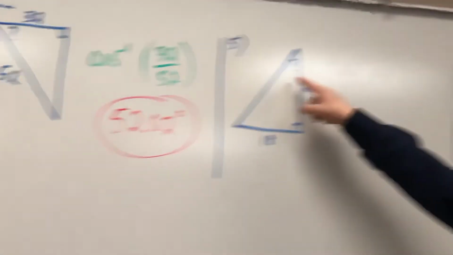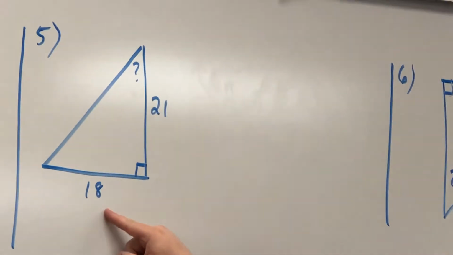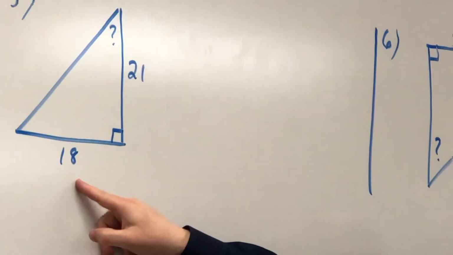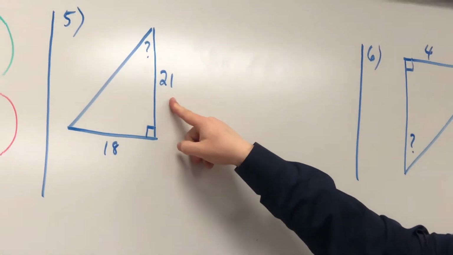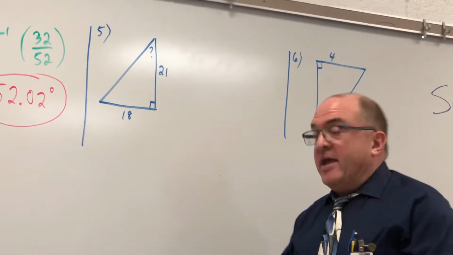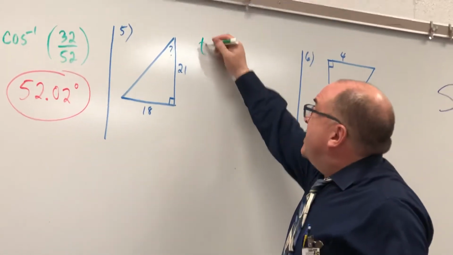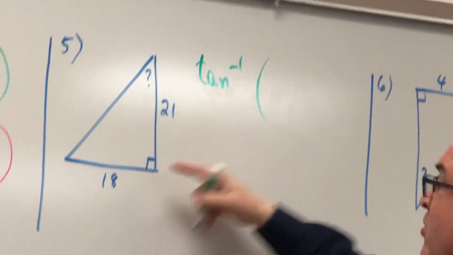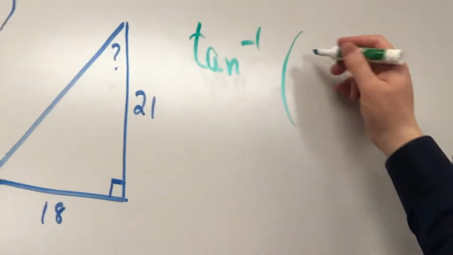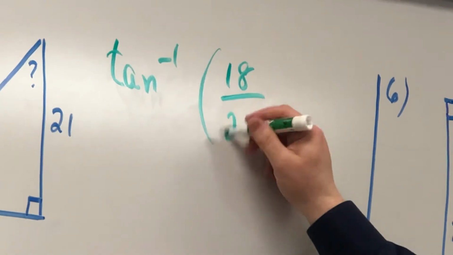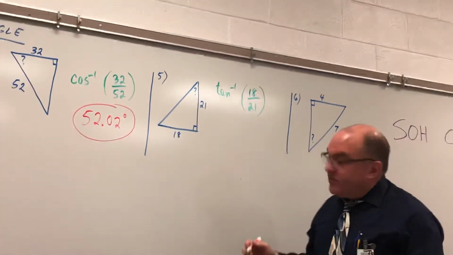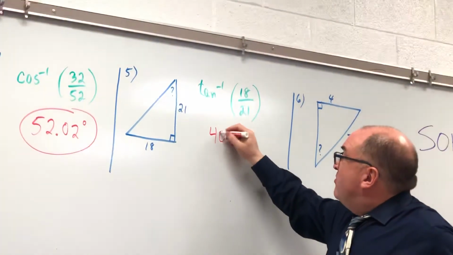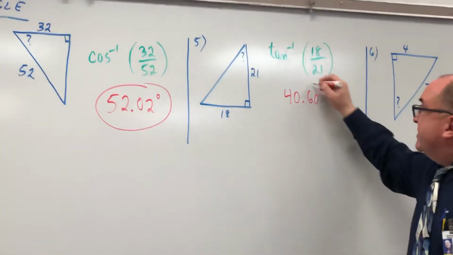Over here, here's the angle we're looking for. Is 18 opposite, adjacent, or hypotenuse? Opposite. And 21 is adjacent. Tan. So that's tan. Very good, thank you. So we're going to use inverse tan. And we're going to do 18 divided by 21, opposite over adjacent. And when you do that on your calculator, please confirm that you get 40.60 degrees. Okay?